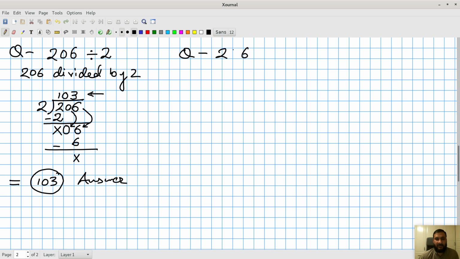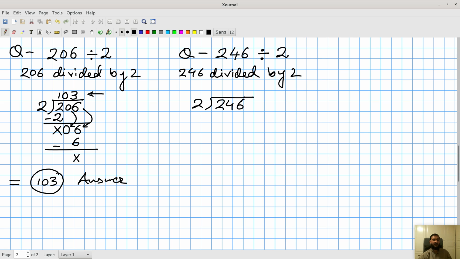Forgive me, this is a horrible 4. 246 divided by 2. Very easy. It's like butter. So let's write it first. 246 divided by 2. And then we draw the symbol. We write 246, and then we write 2 here.